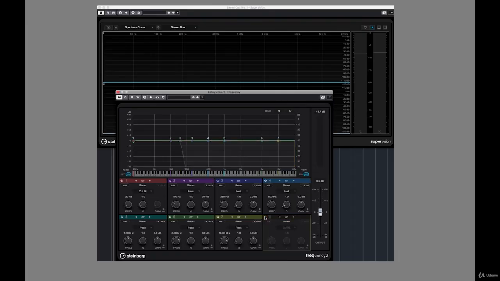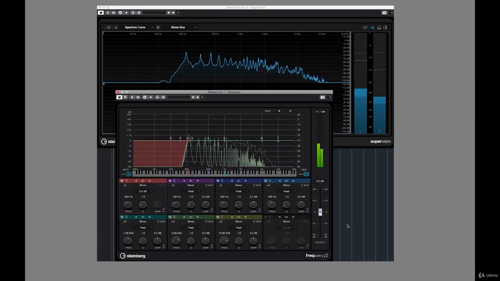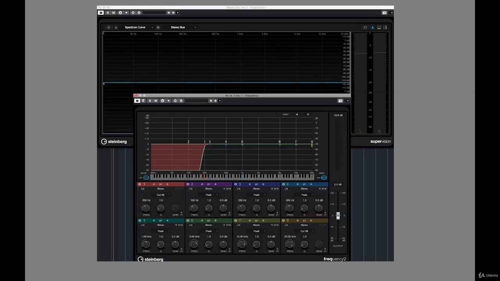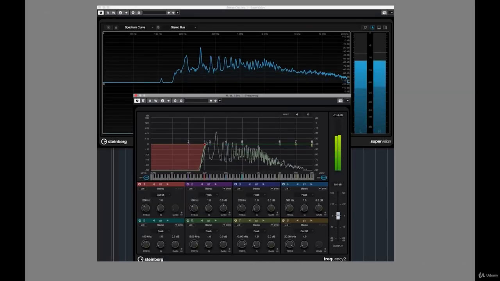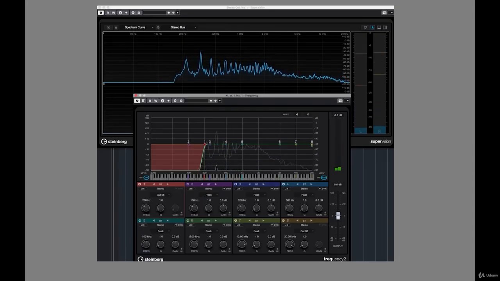Now let's try the opposite. Let's cut out the fundamental on piano and leave only the harmonics. Now let's try the same thing for the cello. We can easily identify them and we can still tell what note they are playing.